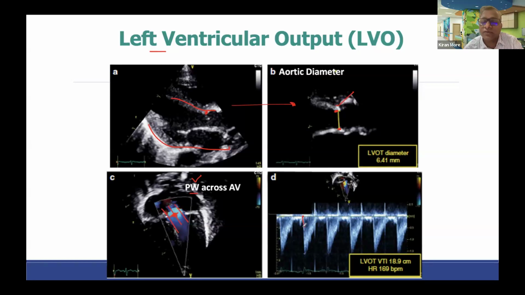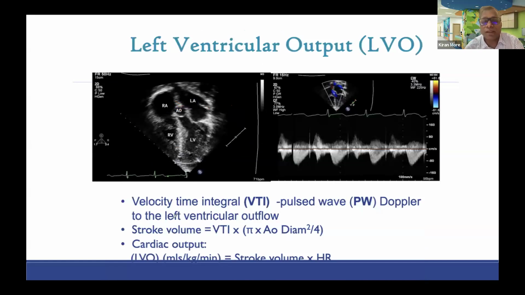And you get this wave where you do area under curve, and then you get a value called VTI, velocity time integral. And that's your amount of the area. The area under curve tells you how much blood is getting ejected in each beat. So you apply the formula, the VTI and the diameter, that will give you a stroke volume. So that's a volume, stroke volume in each beat.